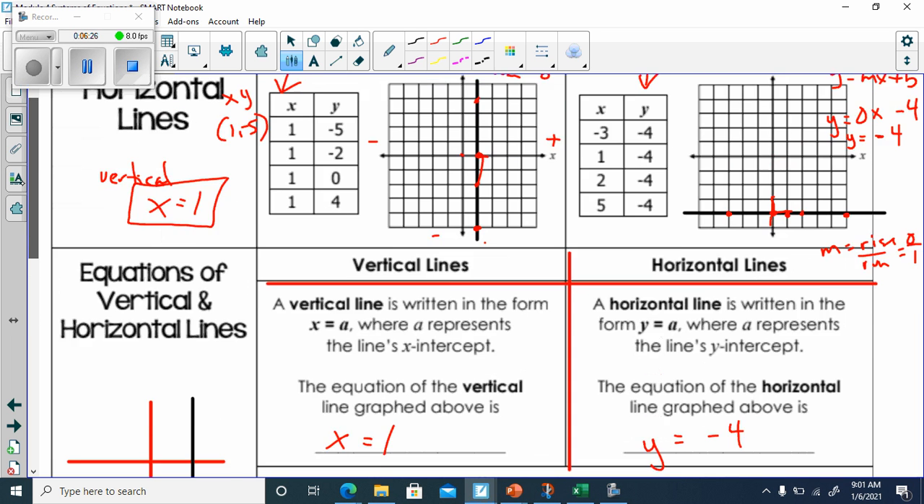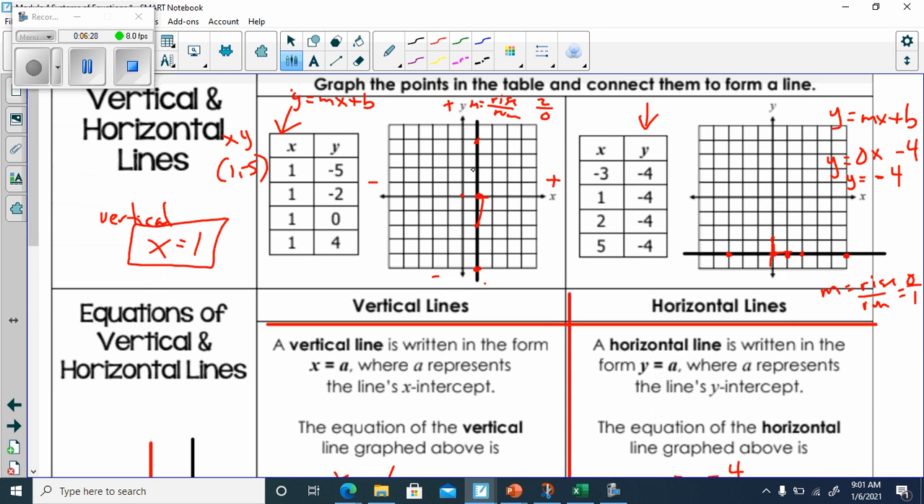Now look at this, guys. Here's our equation for this one. See how it goes through the x-axis? So that's x is equal to wherever it crosses the x-axis, which is 1. Whenever you've got a horizontal line, it's going through the y-axis. This would be y is equal to -4.